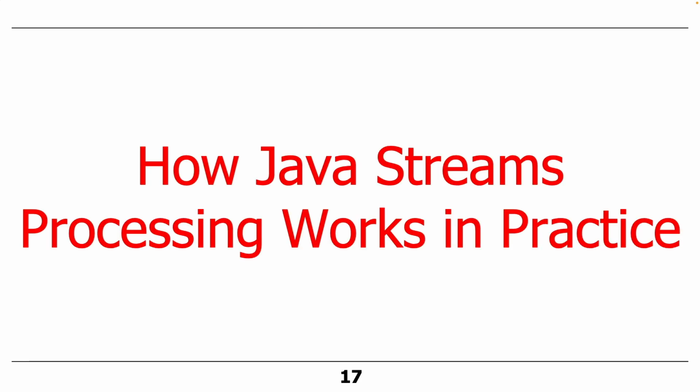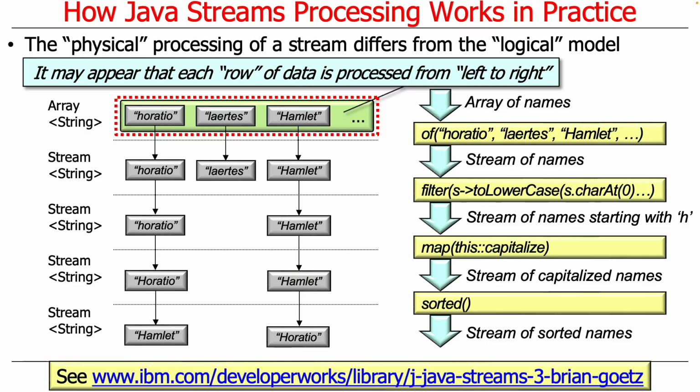But before we do that, I want you to have a good understanding of how Java Streams processing actually works in practice. And this is important because if you don't have the right mental model, you'll come away thinking it works inefficiently when in fact it works very efficiently. So the way to look at this is the actual processing of a stream differs from what it looks like when you visualize it.